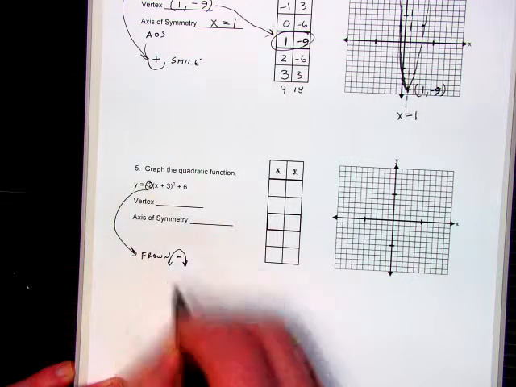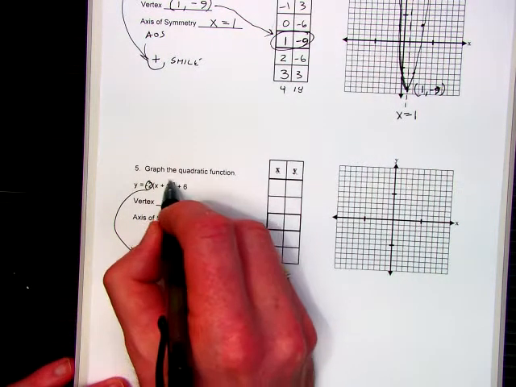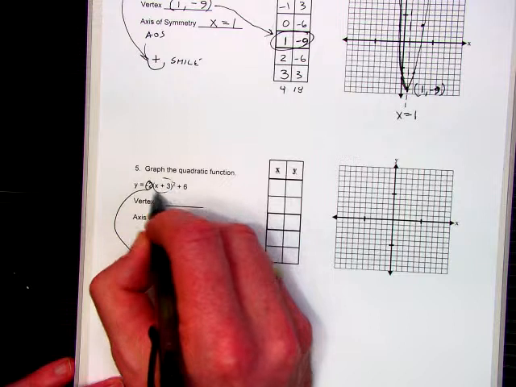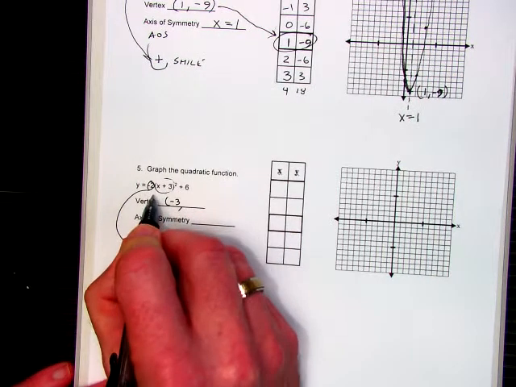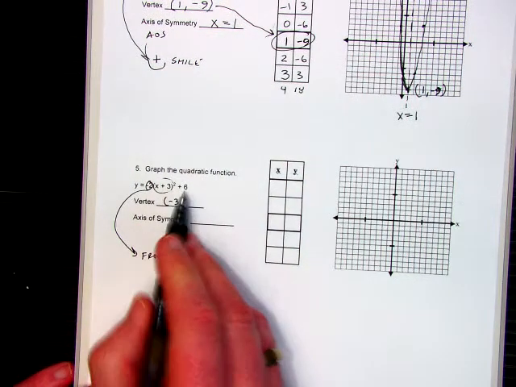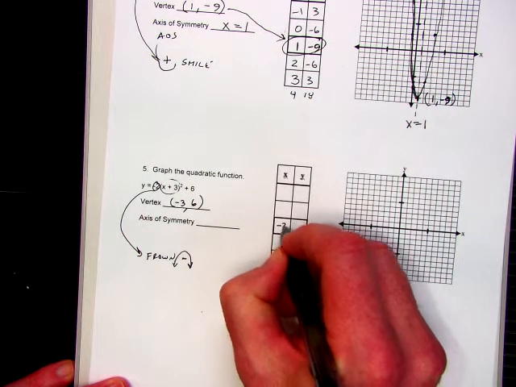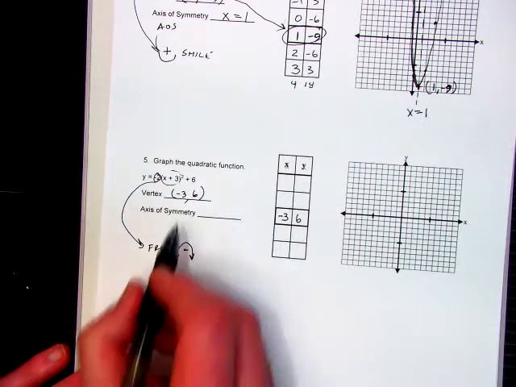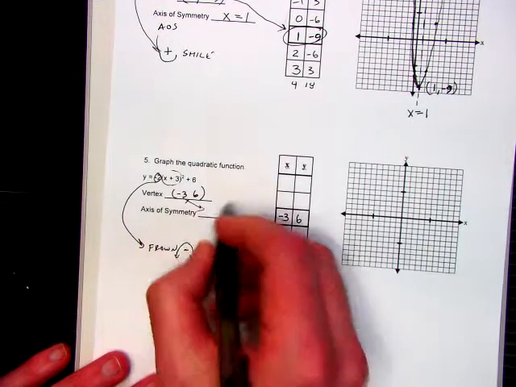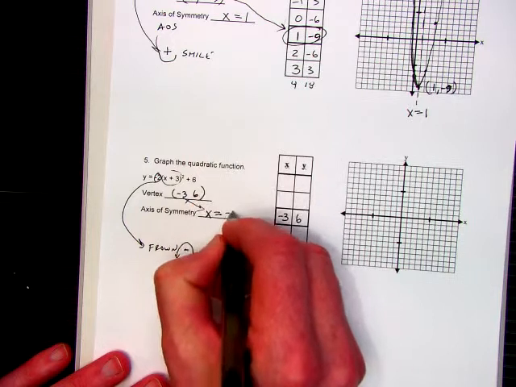Okay? All right, so what is our vertex? I want you to think about what number makes this equal to 0. That's negative 3. And so what is the y-coordinate of our vertex? It is 6. Okay, so I'm going to put that right here. Okay, what is our axis of symmetry? Same thing as this, so it's x equals, it is a vertical line, negative 3.